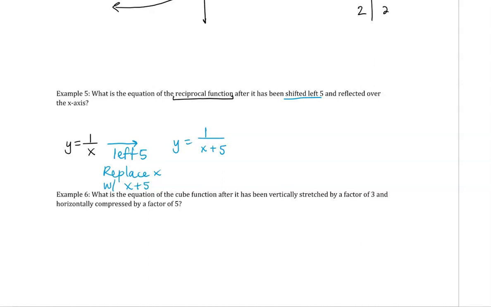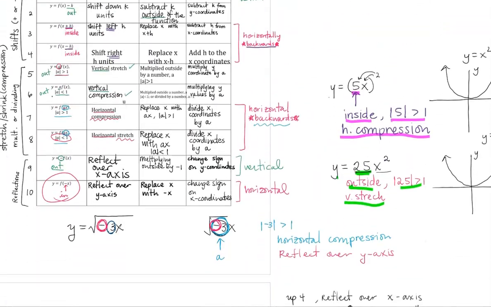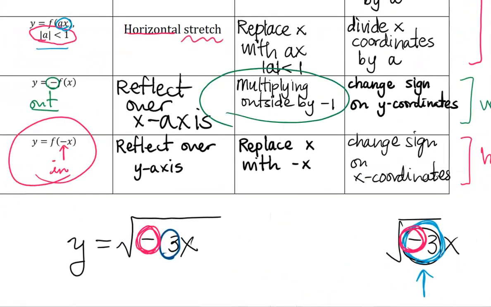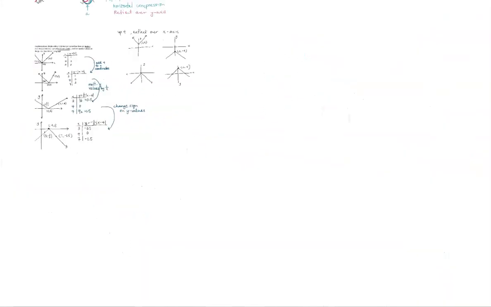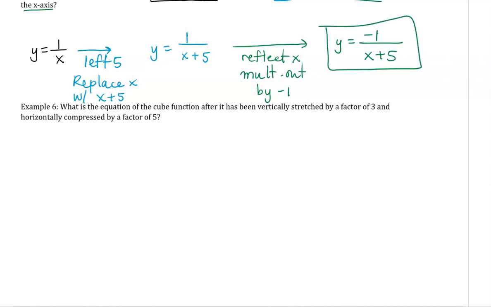And then the second thing we're told to do is to reflect the graph over the x-axis. To reflect over the x-axis, the table tells us that we have to multiply on the outside of the function by -1. So now I'm going to take the function that we currently have in blue and multiply outside by -1. So we now have y is equal to -1 over x plus 5. And that's our final answer here.